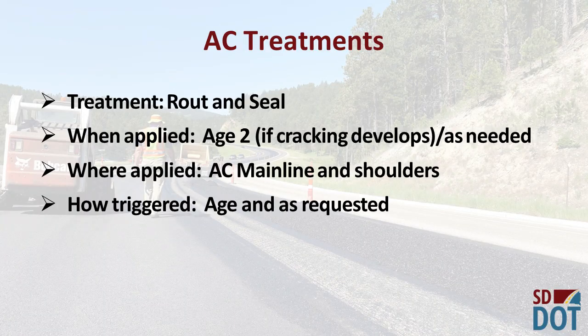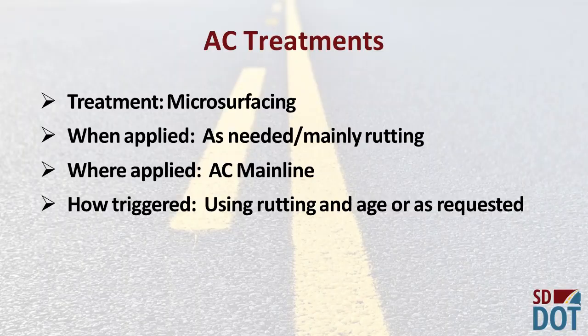Another AC treatment we use is a route and seal. We normally apply that at age 2, or as needed, as cracking develops. Again, AC mainline and shoulders, and then how we trigger that is at age, or if a specific region or area is requesting it for a specific roadway. Microsurfacing, again as needed, mainly for rutting. And we're using that on our AC mainline. And in some cases, we've actually kind of used it for age too, or as requested for our region and areas.